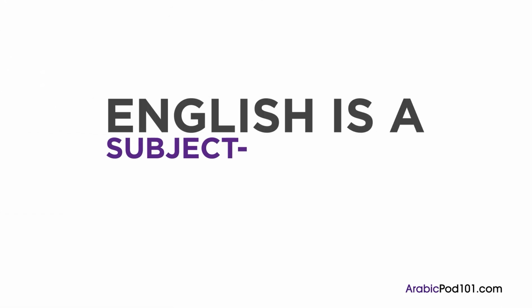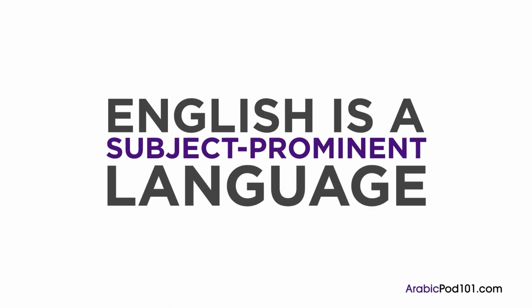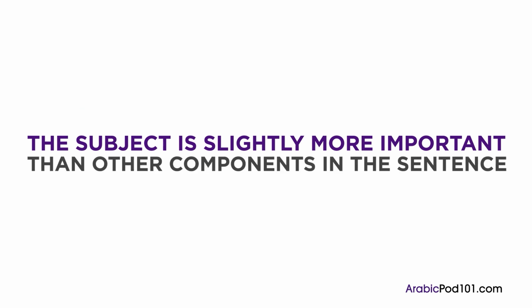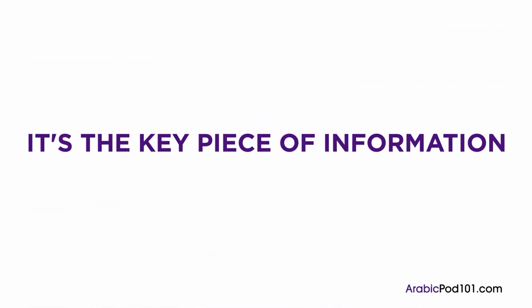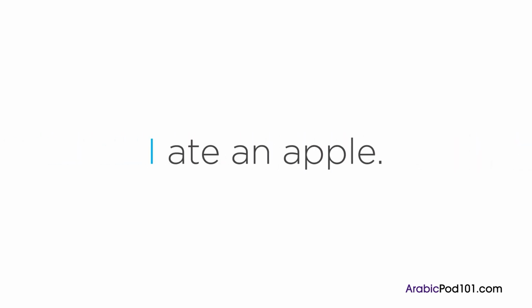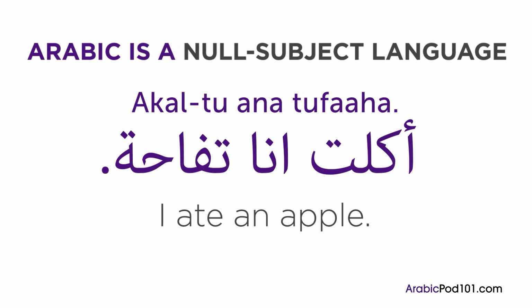English is what is called a subject-prominent language. This simply means that the subject is slightly more important than other components in the sentence. It's the key piece of information other components in the sentence relate to. Who is doing the action is slightly more important than what is being done or which object it's been done to in English. Arabic, on the other hand, is defined as a null subject language.